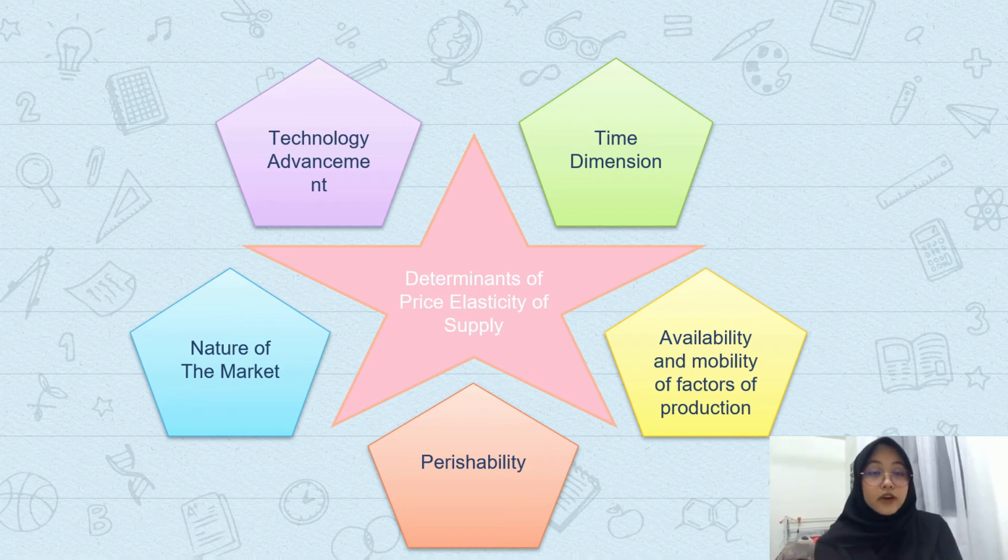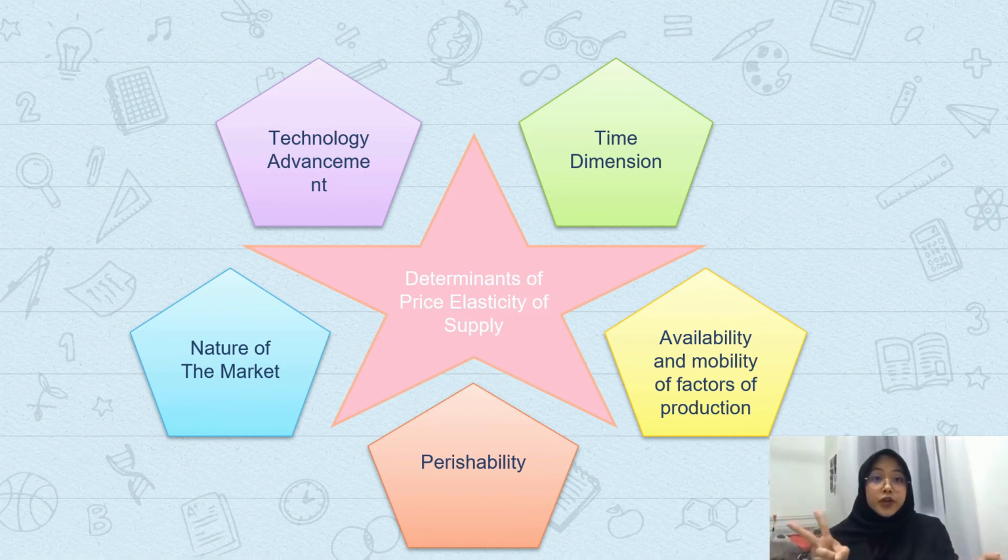There are 5 determinants of price elasticity of supply. The first one is technology advancements. The number of output produced in a given time period is lower when they are using the old method that doesn't require any machines. However, modern technology in today's world helps to increase the number of production in no time. Thus, the supply will become elastic. For example, the usage of machines in factories.